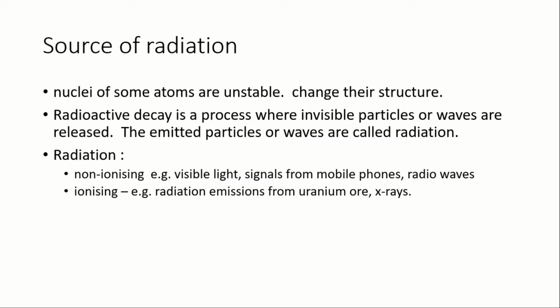Radiation can be divided into non-ionizing and ionizing. Non-ionizing is a good radiation. It doesn't cause any cell damage or cell mutations, for example visible light from the light in our room, the signals from our mobile phones, and radio waves. It's not a harmful one. The one that we should be worried about is the radiation emitted from uranium or X-ray. But we need X-ray, right? So we have to take some precautions to avoid excessive exposure to X-ray.